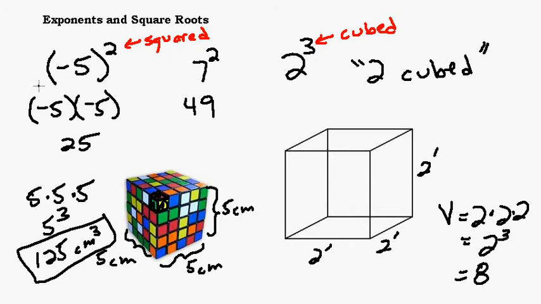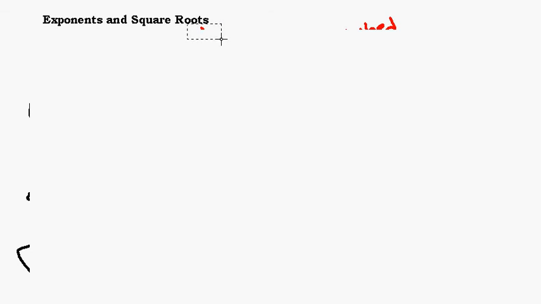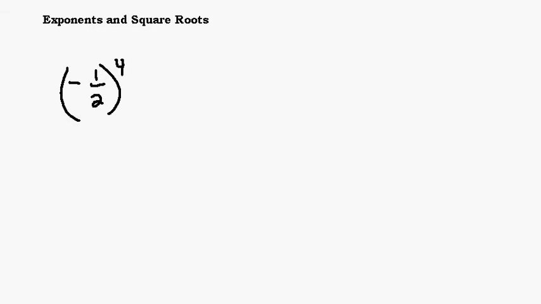I think let's do one more example, and then we're going to have to save square roots for another video, which is fine. Let's do one more so you can see an example of that. How about a negative fraction? That sounds exciting. -1/2 to the 4th power.